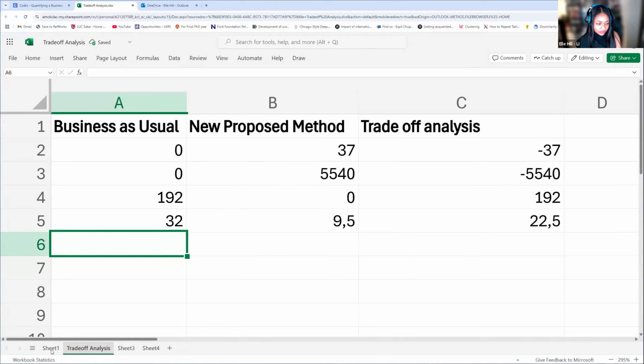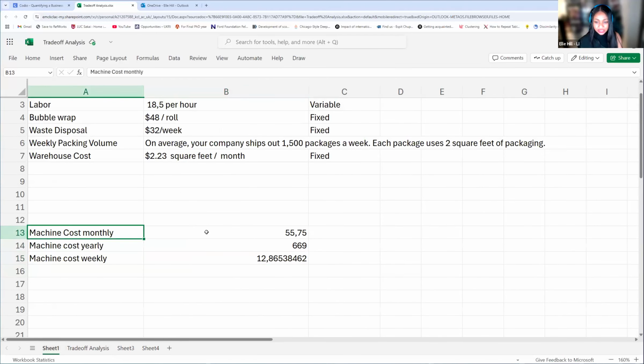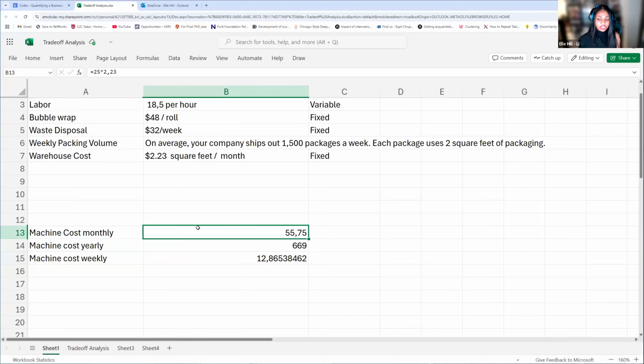Absolutely. So just as a recap, to do this we first calculated our machine cost monthly because the units they give us are per month. So we did our 25 times the 2.23, and that gives us our monthly cost. We have to scale this up to yearly because if you're only dividing this by 4, you're not considering the amount of weeks in a year. You're just saying, split this cost into 4. You're not saying, how many weeks should I distribute this cost by? You're just saying, chop this up into 4 pieces and give me an amount.